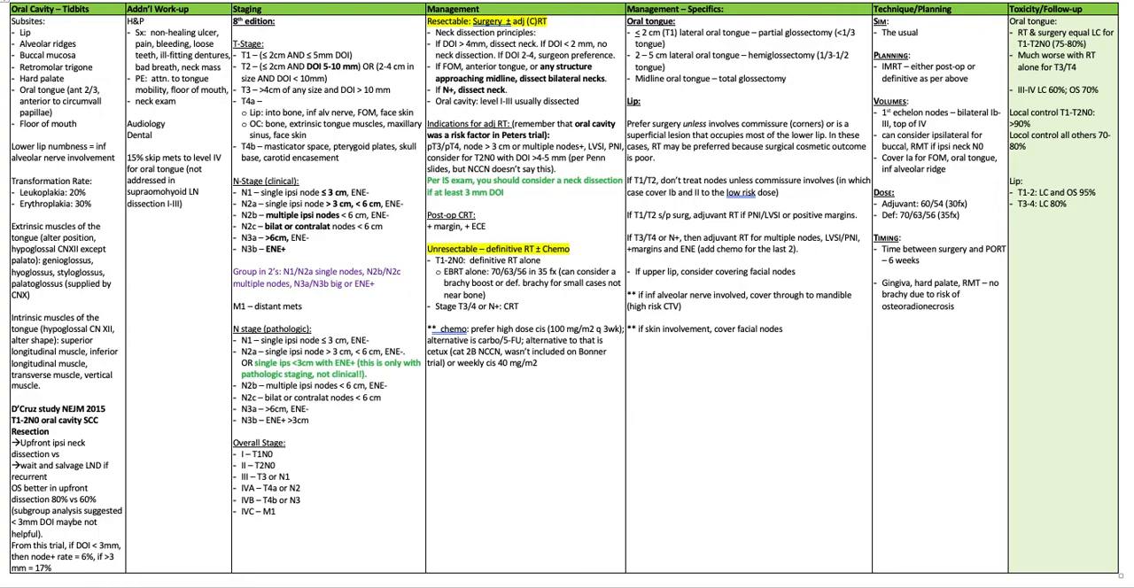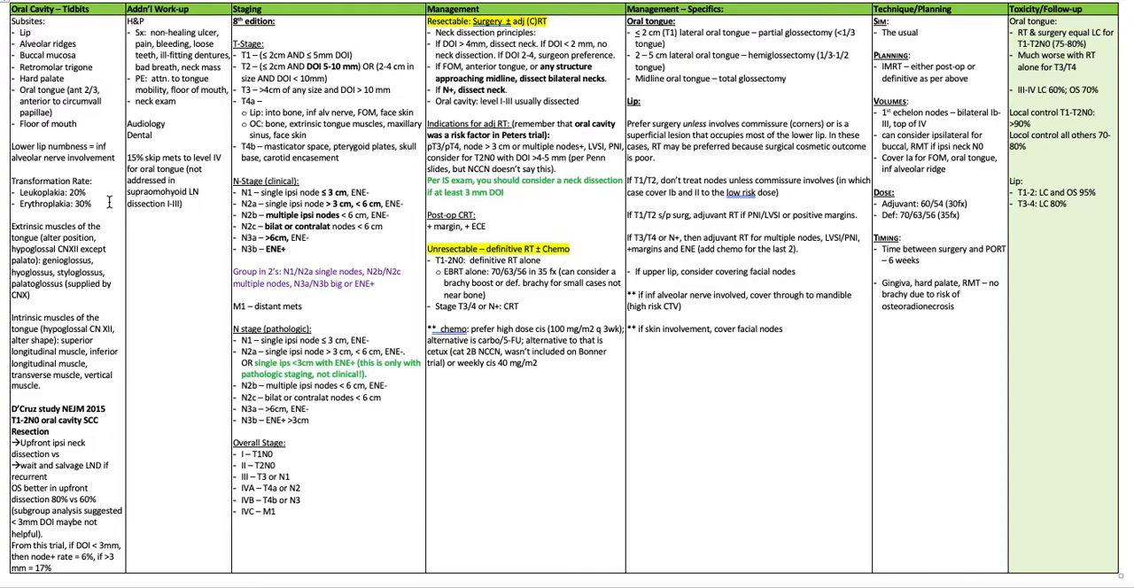cancer. Subsites include the lip, the alveolar ridges, the buccal mucosa, the retromolar trigone, the hard palate, the oral tongue, which is the anterior two-thirds of the tongue, as delineated to what is anterior to the circumvallate papilla, and the floor of mouth. If a patient presents with lower lip numbness, this generally indicates inferior alveolar nerve involvement. Malignant transformation rate of leukoplakia is 20% and erythroplakia is 30%.